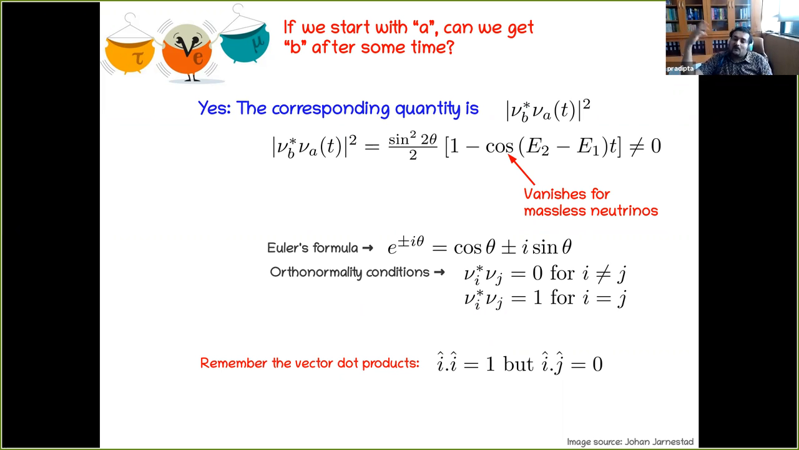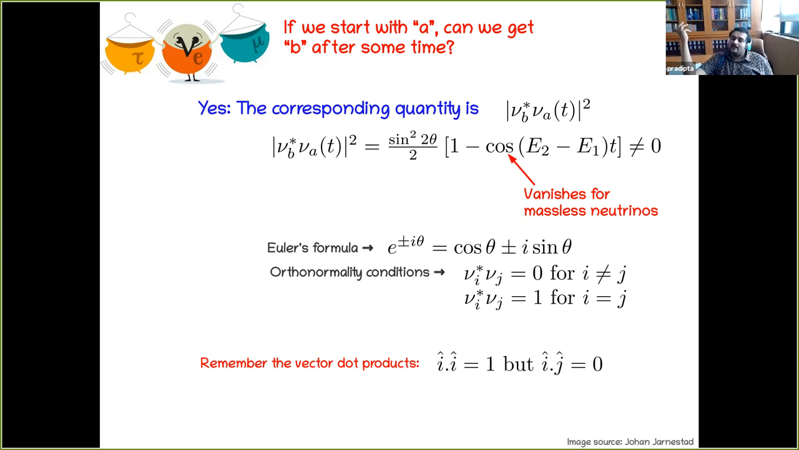How? To calculate this possibility, normally we just do this psi star psi kind of thing, and this is exactly what I am doing. And the corresponding probability, if you do this calculation, will give you a quantity like this: sine square of 2 theta times sine square of (E2 minus E1) t over 2. Now, as of now, we don't have any clue. But it is true that even in a simple two-dimensional quantum mechanical system, there is a possibility that if you start with some nu A, at some later instant of time you can get a nu B.